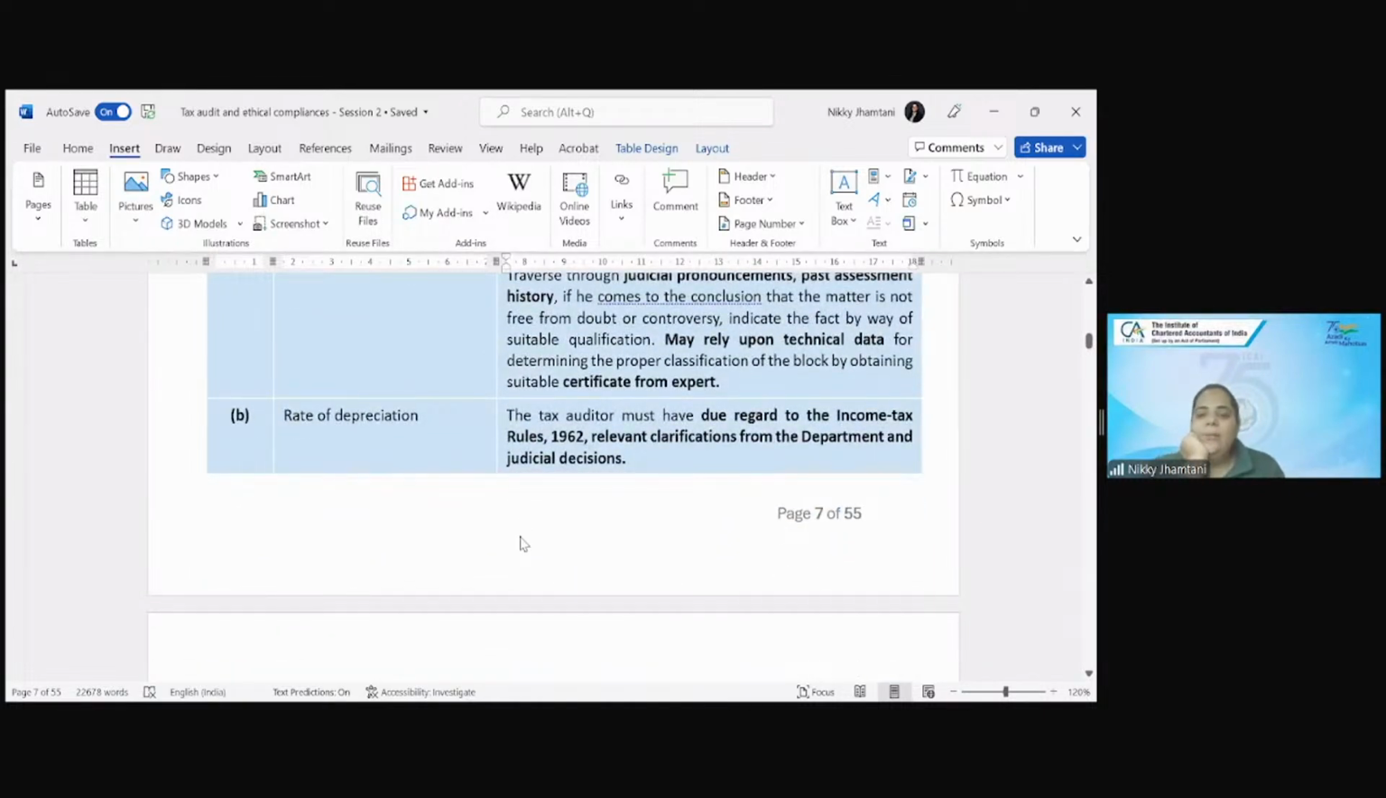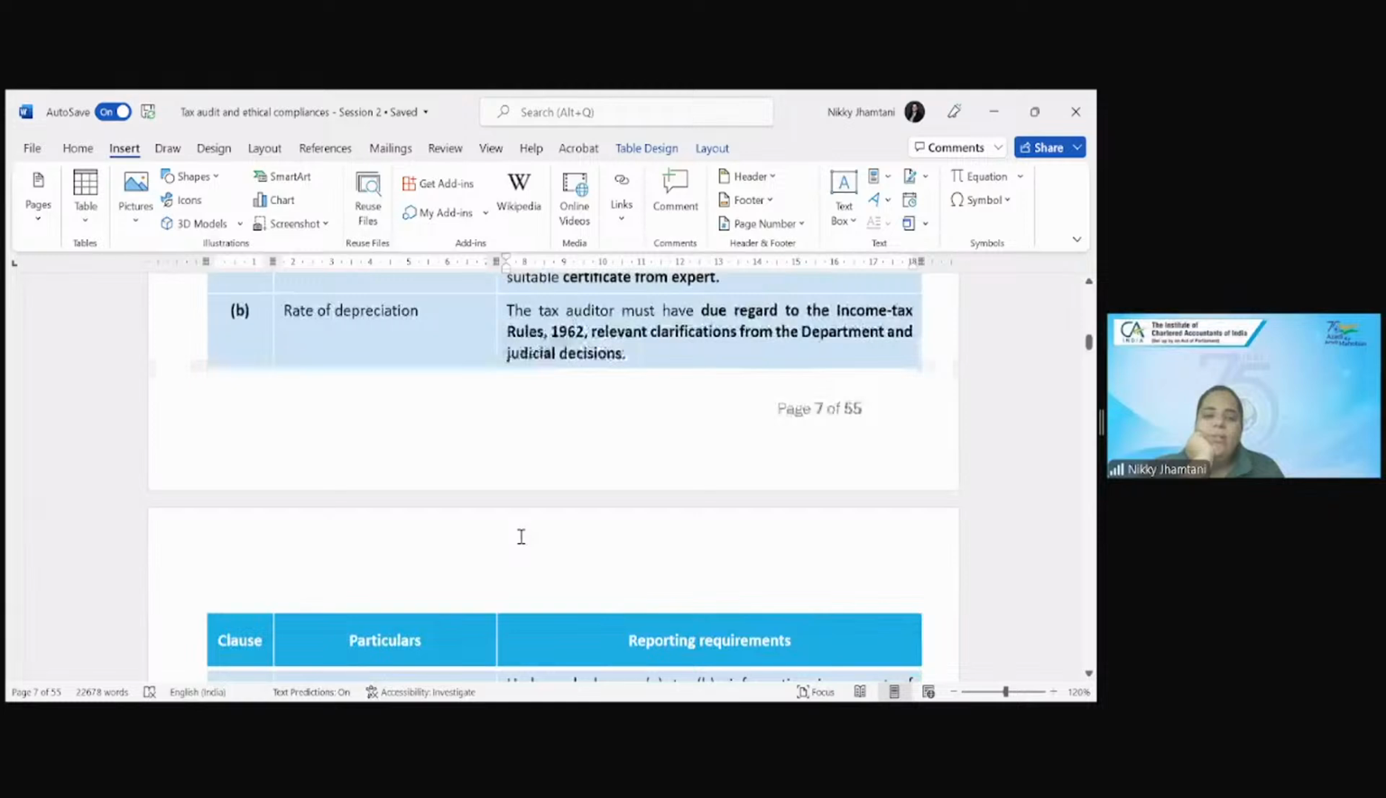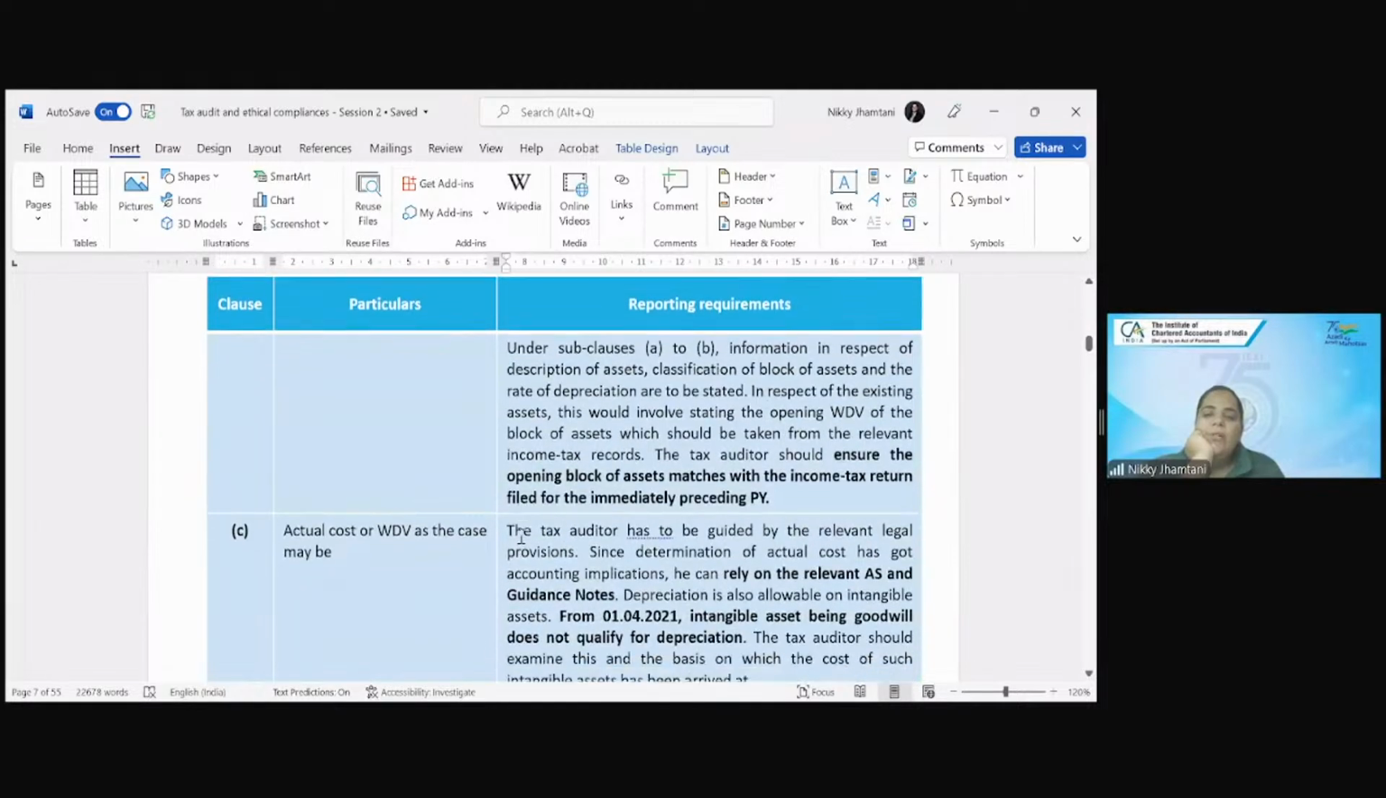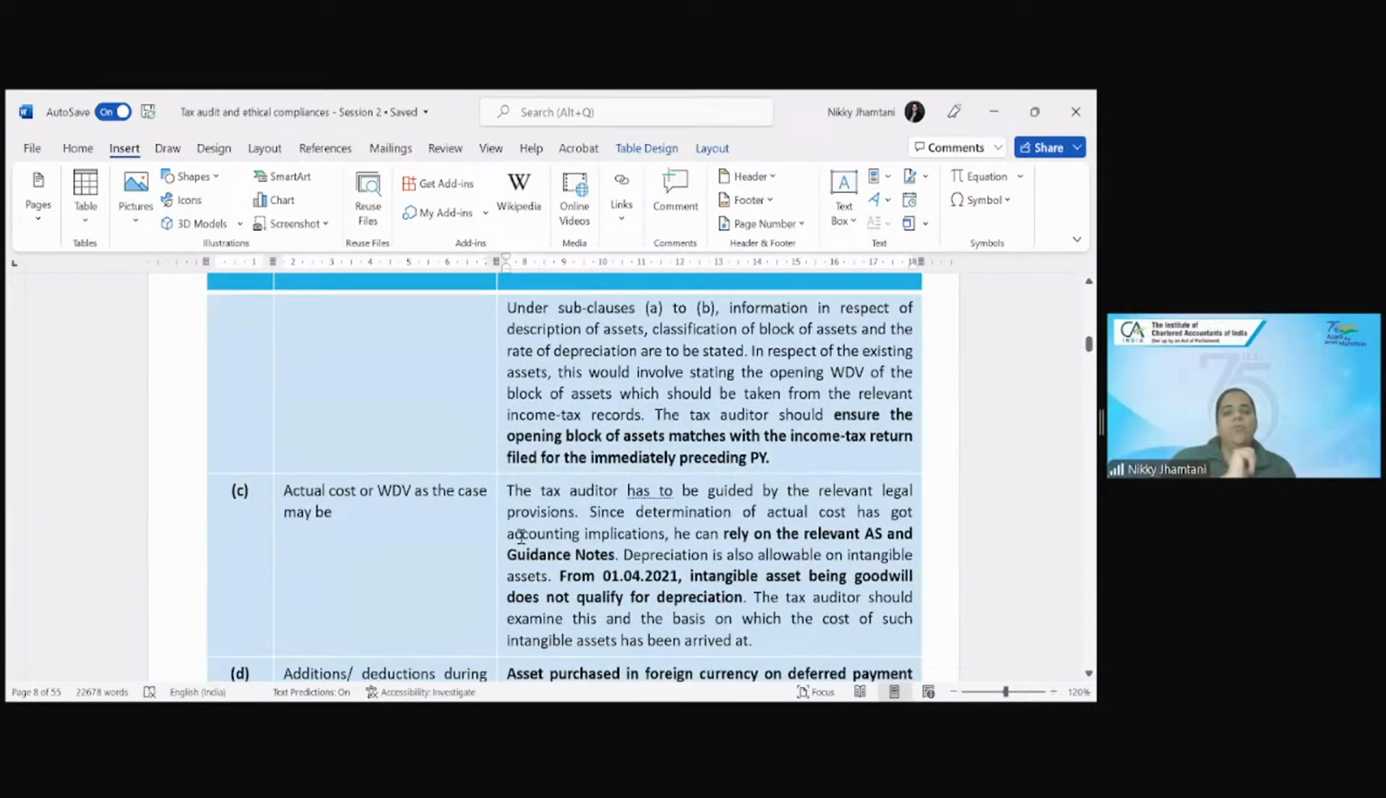The tax auditor must have due regard to the Income Tax Rules 1962, relevant clarifications from the department and judicial decisions. Under sub clauses A to B, information in respect of description of assets, classification of block of assets, and the rate of depreciation are to be stated. In respect of the existing assets, this would involve stating the opening WDV, जो आप income tax records में से लोगे, and then the tax auditor should ensure the opening block of assets matches with the income tax return filed for the immediately preceding previous year.